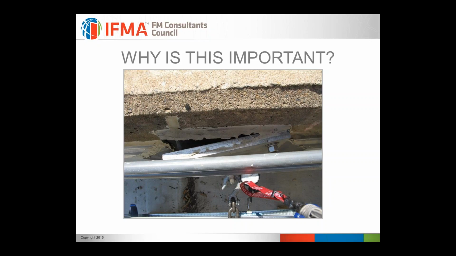Here's a view of the top of this anchor, and I need to point out it didn't fail because we loaded it with 4 times the expected load. It actually failed at about 1/3 of the load that would have been applied if somebody were to fall while using that anchor. So that told me that if somebody actually were to have used this anchor and fallen, they might very well have hit the ground and died. There's a 6-story building.